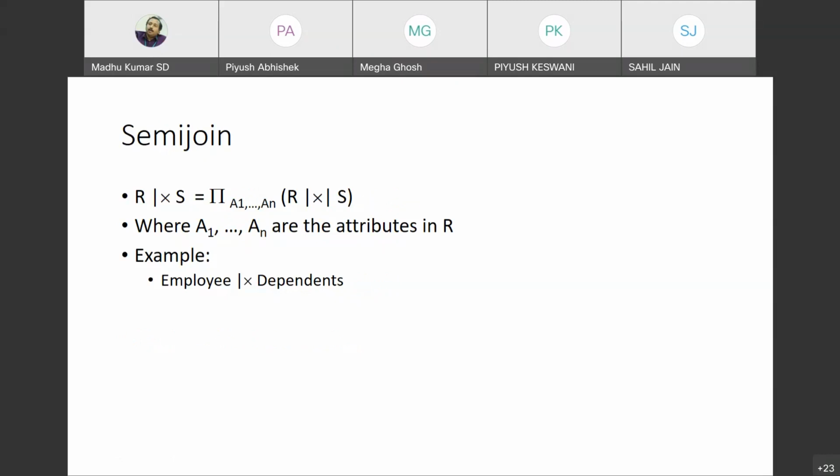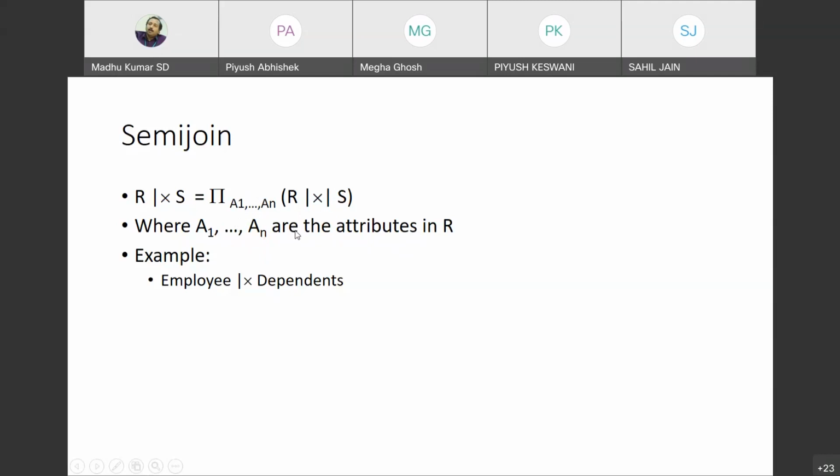So here, you are taking the join of R and S. First, what you do is project a few columns. Normally when you take the join, you take the Cartesian product of R and S and then project a few columns, where A1 to AN are the attributes in relation R.